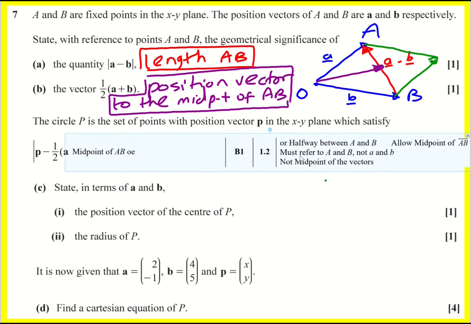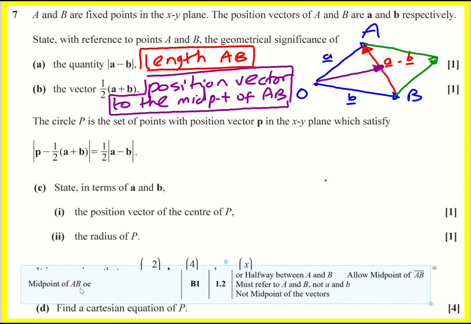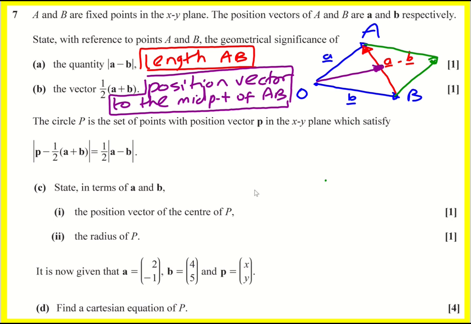Well, the mark scheme actually disagrees with me here, but I'm pretty sure I'm right. They say the midpoint of AB, but the midpoint is like a coordinate, whereas this is actually a vector. So I think we should be saying position vector to the midpoint. You'd get away with some other things. You could say midpoint of the vector, which doesn't really make any sense, but we must refer to A and B. You can't say midpoint of the vectors. You could say halfway between A and B. Anyway, don't stress about it, but there's a few different things that would be accepted.